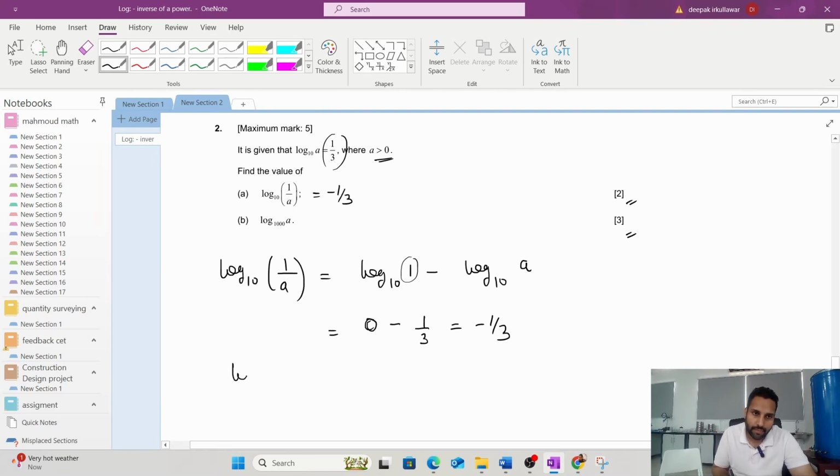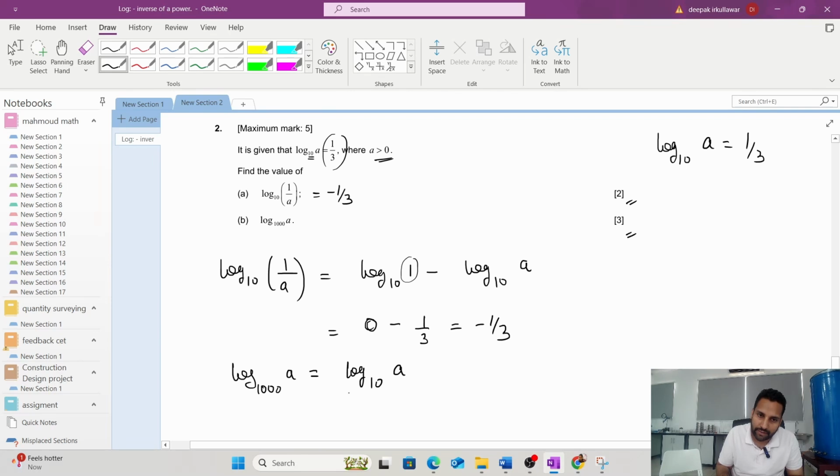Second answer, log base 1000 of a. Okay, so what we can do is use change of base here. Why? Because we need base 10, because our data is in base 10. Log base 10 of a is 1/3. So I will try to create it in terms of base 10.